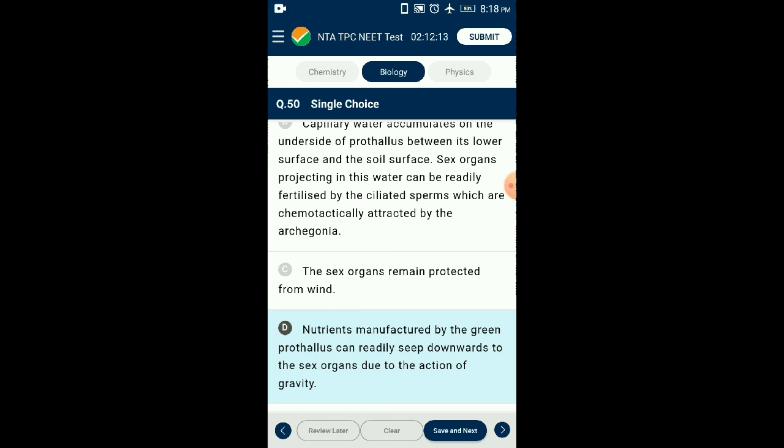Nutrients manufactured by the green prothallus can readily seep downwards to the sex organs due to the action of gravity.